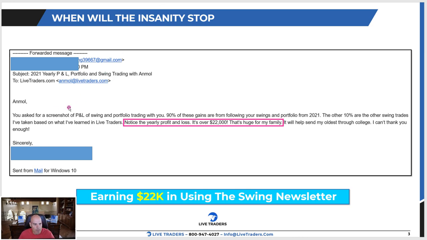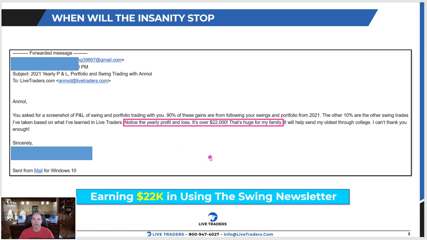So this was sent to Unmol. You asked for a screenshot of a P&L of the swing and portfolio trading with you guys. I'm just going to get down to the pink area here. Notice the yearly profit and loss. It's over $22,000. That's huge for my family. It will help send my oldest through college. I can't thank you enough.